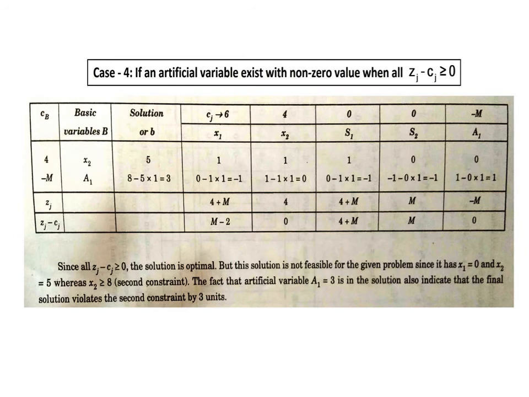Let's talk over the last case, case 4. If an artificial variable exists with non-zero value when all Zj minus Cj greater than or equal to 0, that means it's a final table of any problem, like all Zj minus Cj greater than or equal to 0. See in this table of a particular problem, M minus 2, M is a very big positive number, so it's a positive value, 0, 4 plus M, 0, all are greater than or equal to 0. That means all Zj minus Cj greater than or equal to 0 means a last table, but in this last table we have to pick the values of variables. And what about the values? X2 is 5 and artificial variable a1 is equal to 3.